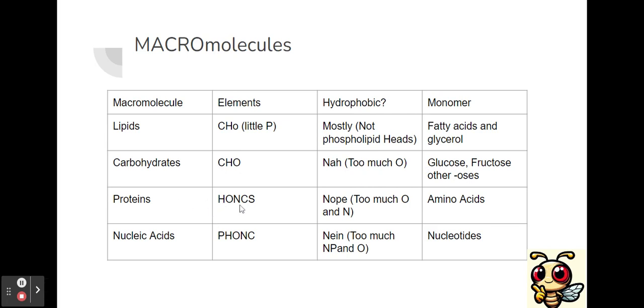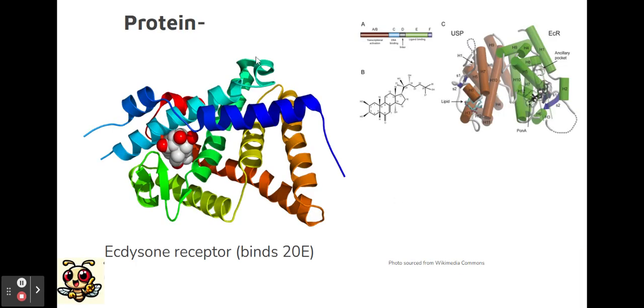Proteins, they have these elements. I like to think of them as honks because they have sulfur. They don't have phosphorus, but they have nitrogen. Too hydrophobic, too much nitrogen and oxygen to get across that membrane, and amino acids make them up. We're going to talk about proteins more. And nucleic acids, I remember with FONC, they are also not hydrophobic. They can't get across that cell membrane because they have too much nitrogen, phosphorus, and oxygen, and they're made up of nucleotides. Now, proteins, again, made up of amino acids, they have other levels of structure as well.